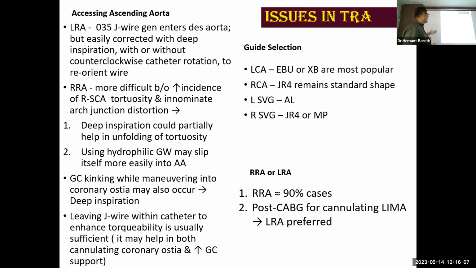Different techniques are described to overcome the difficulties in accessing the ascending aorta. Basically, if you have difficulty, ask the patient to take a deep breath and then rotate the catheter counterclockwise to reorient it and get inside. In tortuosity also, there could be some problem. Again, deep inspiration and a softer guide wire can help. You can move the catheter over a guide wire, a hydrophilic guide wire you might want to use.